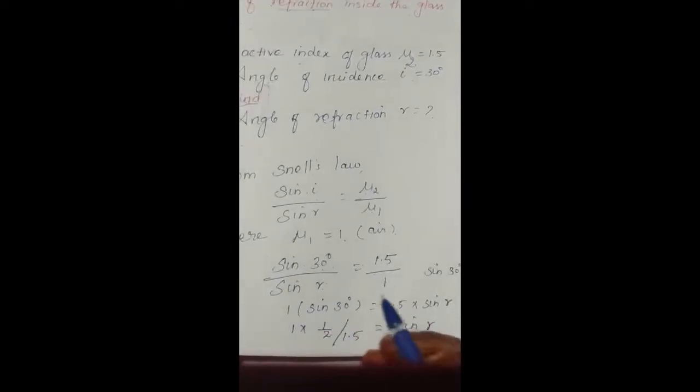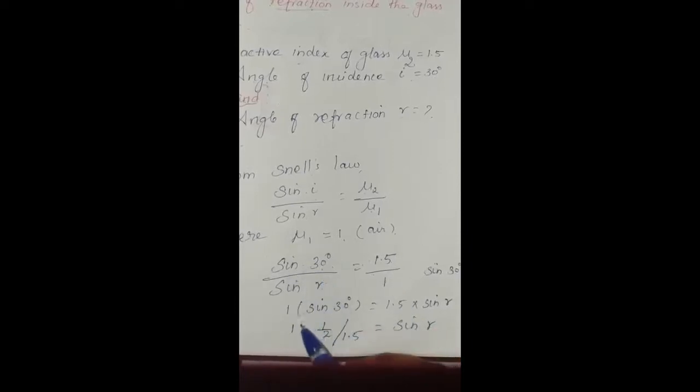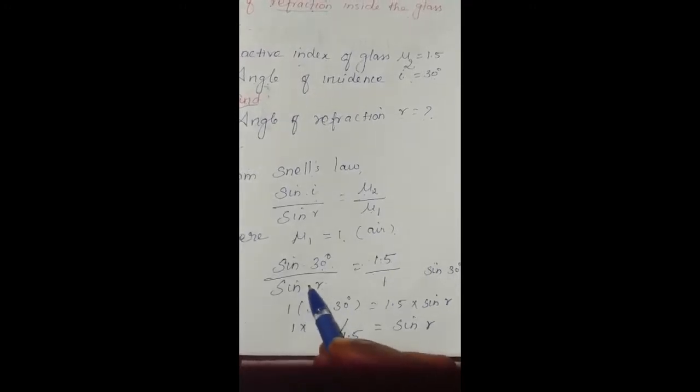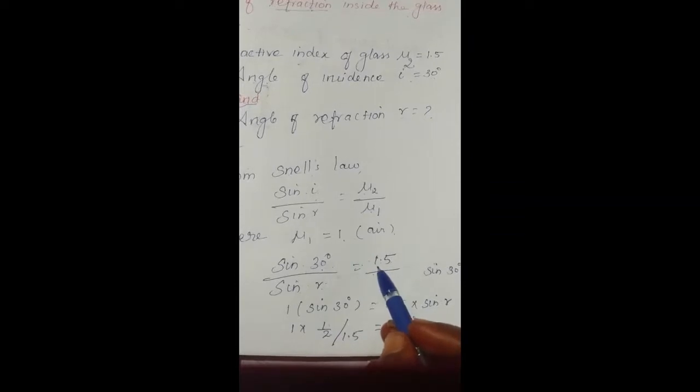Okay, 1 into sin 30 degree is equal to 1.5 into sin R. Sin 30 degree value is 1 by 2. Now we have to substitute this: 1 into 1 by 2, and we are going to find the sin R, isn't it? So take the sin R that side, and 1.5 will come in the denominator. So 1 into 1 by 2 divided by 1.5 equal to sin R.